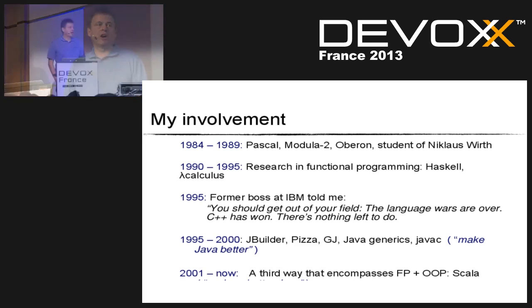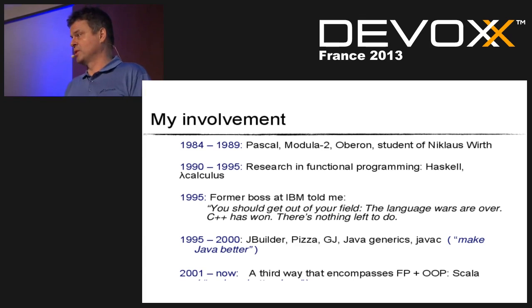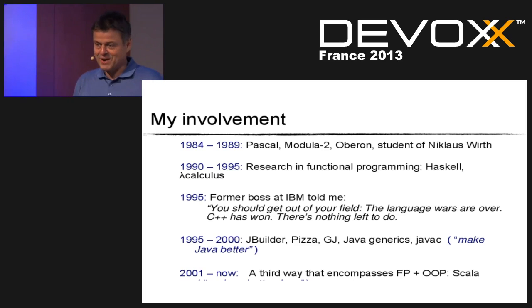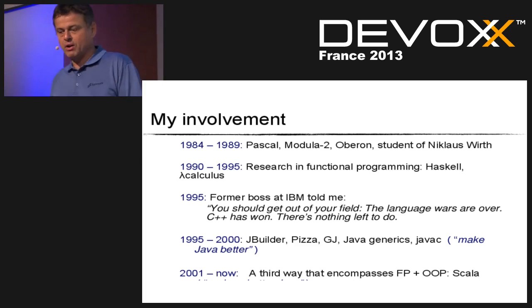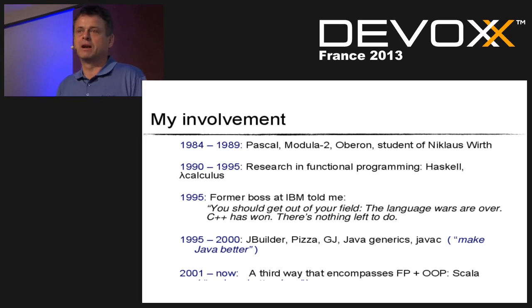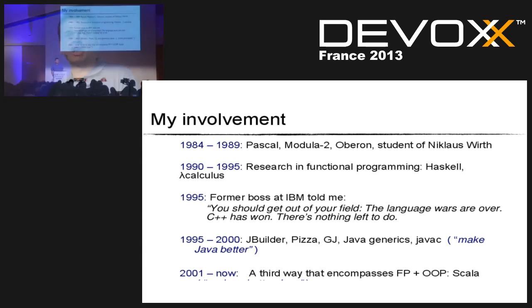And in 1995, I met my former boss at IBM, and he told me, look, you programming language persons, you should get out of your field. The language war is over, C++ has won, there's nothing left to do for you. Of course, 1995 was the year Java came out. So I got involved with Java very, very early on. I wrote a series of compilers, one of which became the JBuilder compiler of Borland, and then a later one became the javac compiler of Sun, which is the compiler that I think most people here are still using.